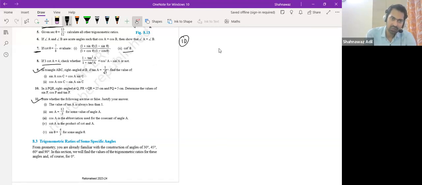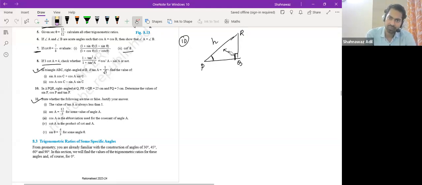So the 10th question: we have a PQR triangle, and it is right angled at Q, right? So what is the hypotenuse? This one is the hypotenuse. And determine the values of sin P, cos P, tan P. So this is the angle that they are talking about, right?